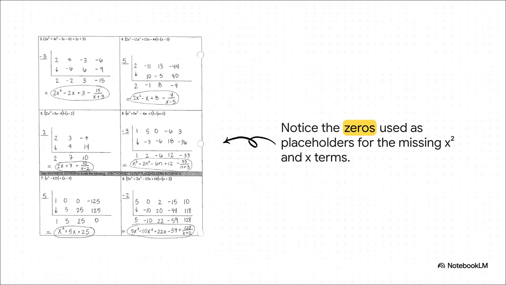And the answer is simple, but it is absolutely critical. You have to use a 0 as a placeholder. So for this example, x cubed minus 125, we can't just use the coefficients 1 and negative 125. We have to account for the missing x squared and x terms, so we pop in zeros in their spots. Forgetting this step will guarantee a wrong answer every single time.